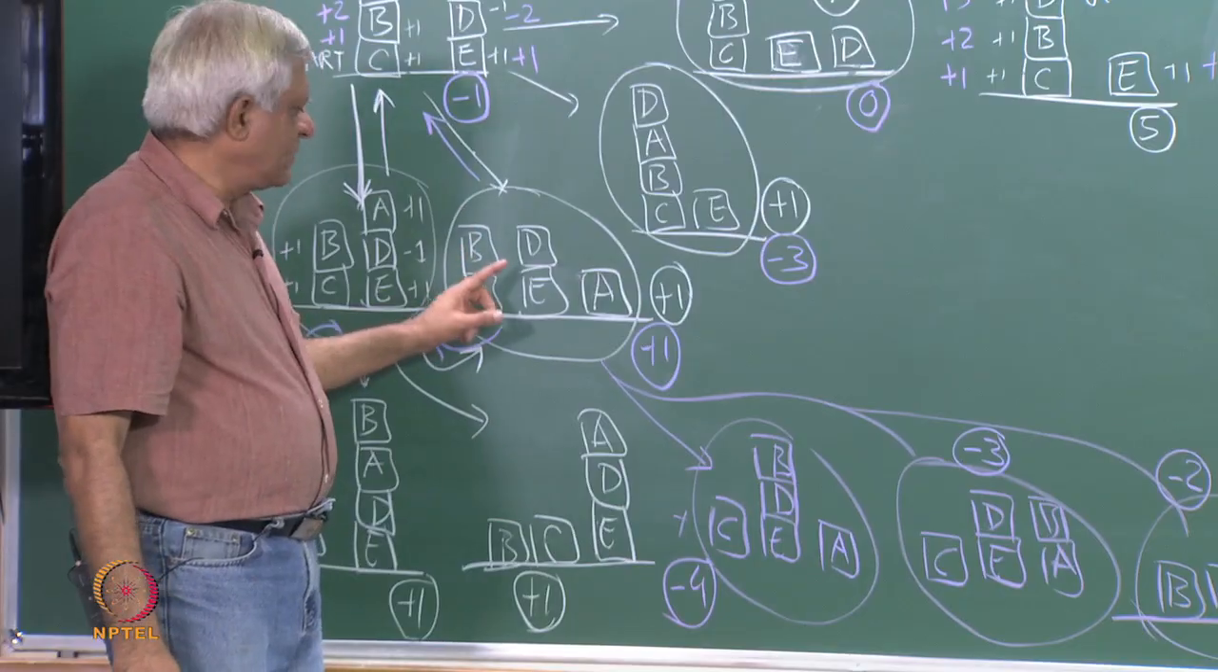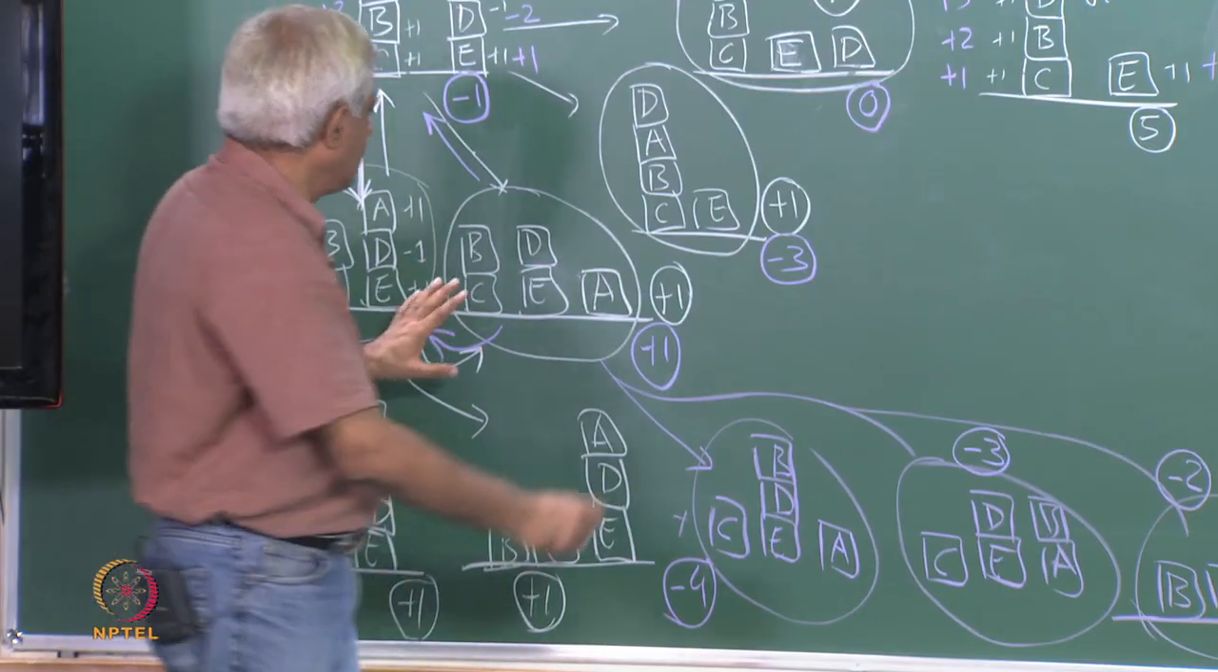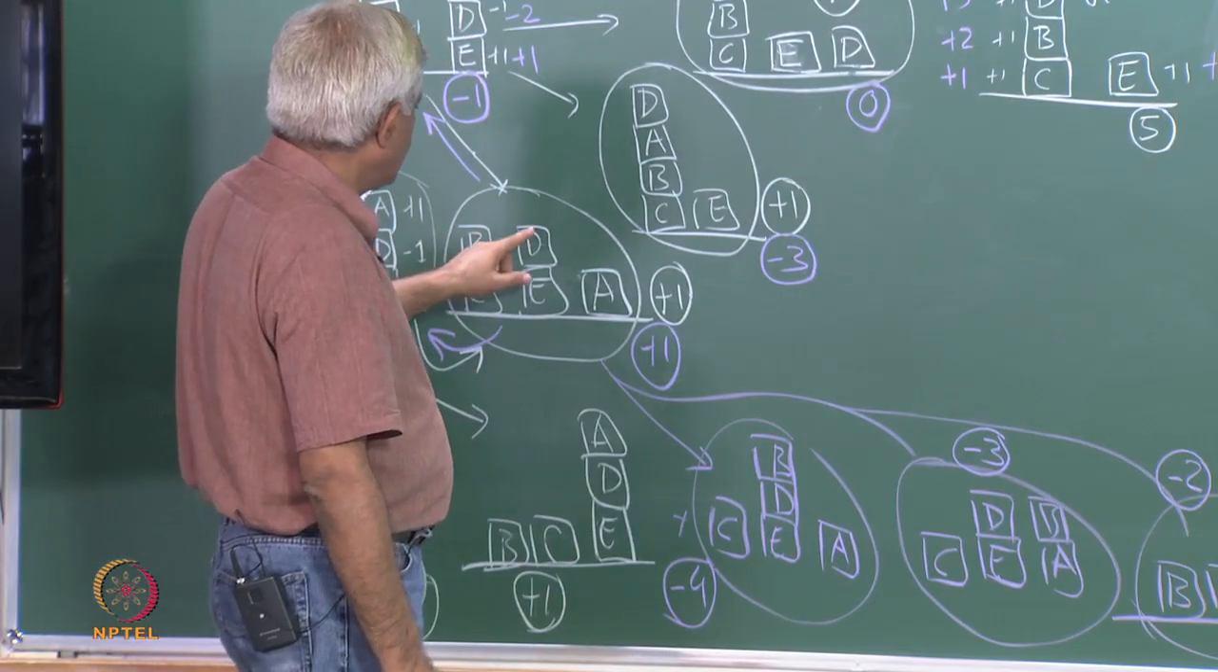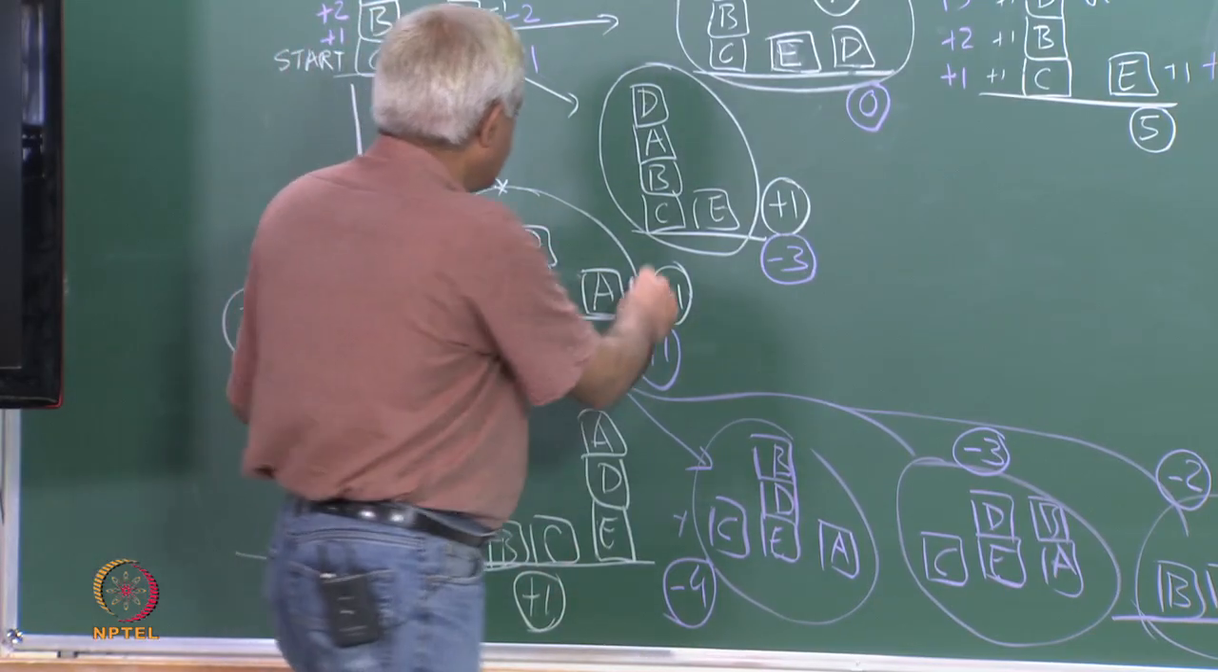So, that leaves us only the D moves. Let us look at that. It can either pick up D and put it on B or on A or put it down. So, there are three possibilities.